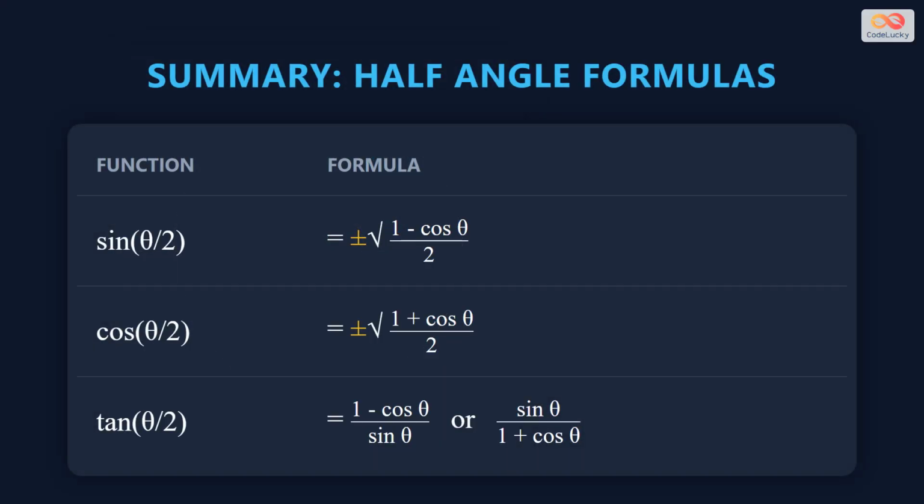To wrap up, here is a summary of the formulas we have covered. Remember that sine uses subtraction within the radical, cosine uses addition, and tangent can be found using sine and cosine values without a radical. Always double-check your quadrants to ensure you have the correct positive or negative sign for your final answer.